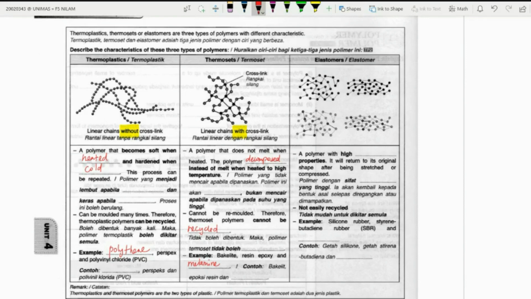Next, elastomer is a polymer with high elastic property. It will return to its original shape after being stretched or compressed. Very elastic, high elasticity, so not easily recycled. Examples: silicone rubber, styrene butadiene rubber (SBR), and neoprene. So these are the three types of polymers with different characteristics: thermoplastic, thermoset, and elastomer.